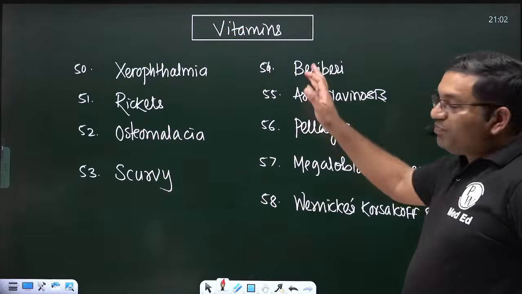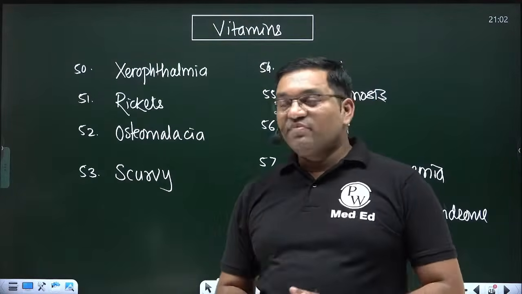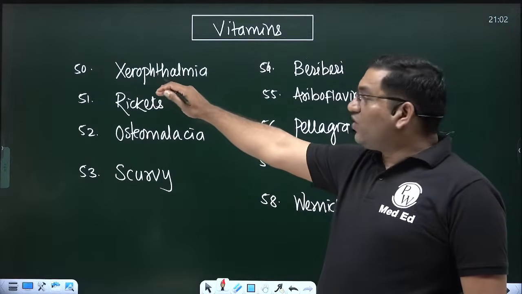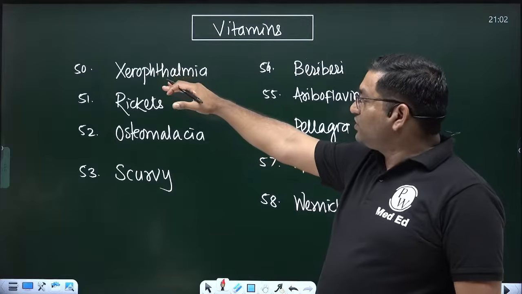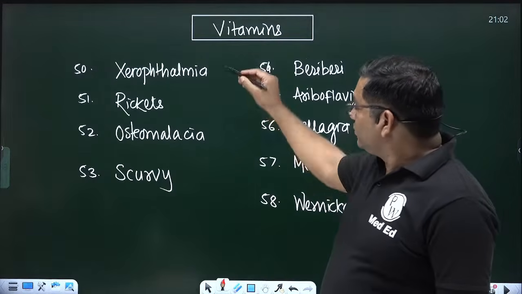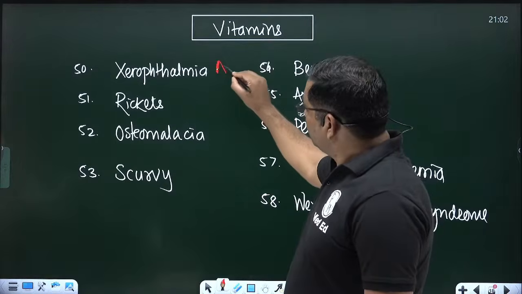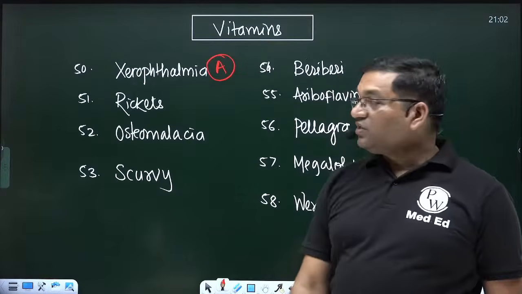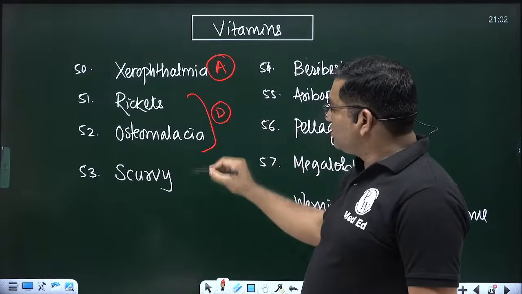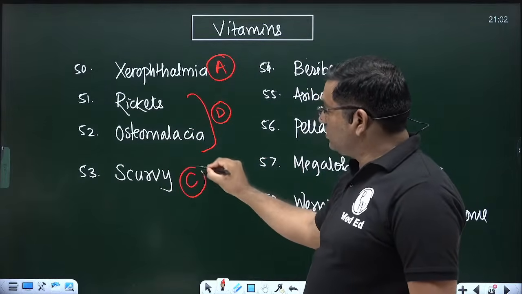Now these are the simple cases from vitamins and minerals. Night blindness, xerophthalmia, Bitot spot, corneal degeneration, corneal ulcer, and increase in dark adaptation time are due to vitamin A deficiency. Rickets and osteomalacia are due to vitamin D deficiency. Scurvy is due to vitamin C deficiency.